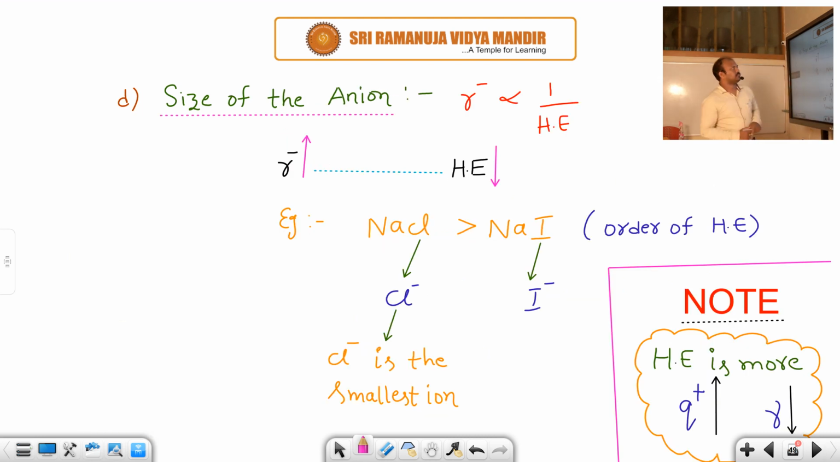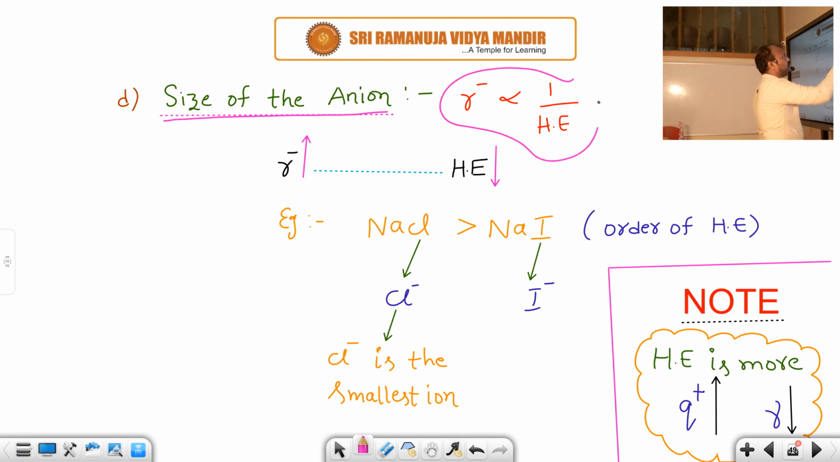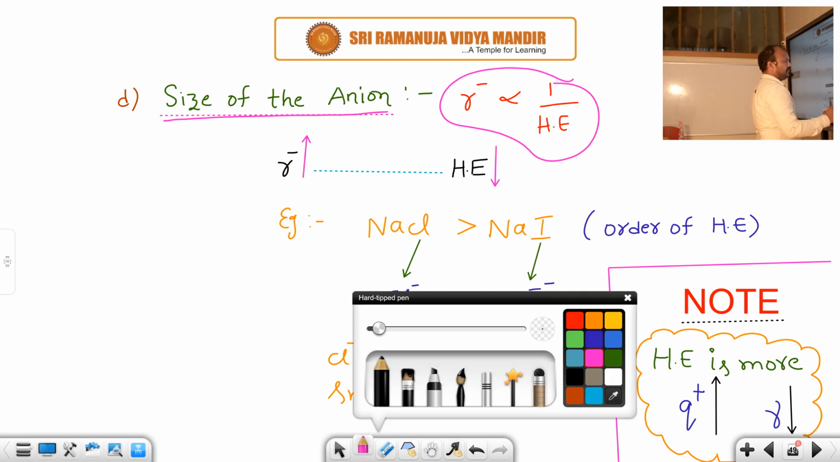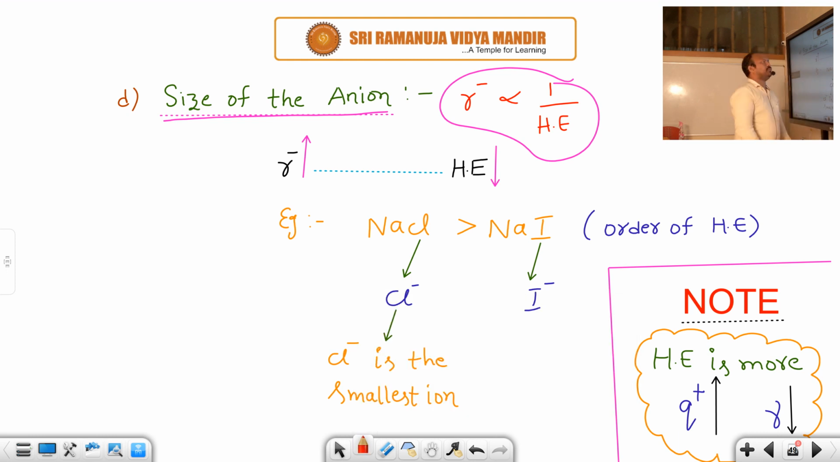And after that, the size of the anion. Generally, the size of the anion is also inversely proportional to hydration energy, students. Here anion means negatively charged ion, don't forget that. So as the size or radius of the anion increases, hydration energy decreases.